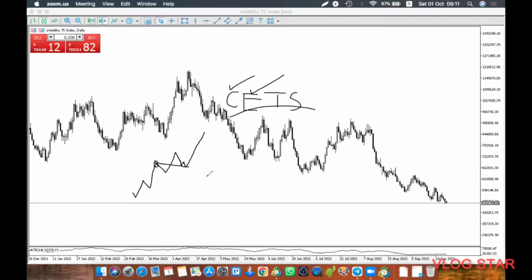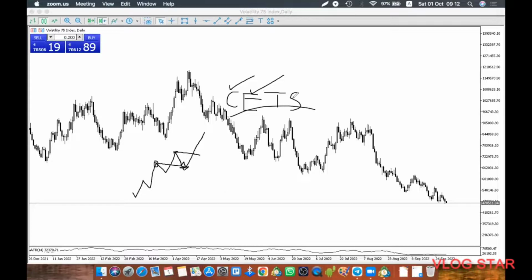Now that we've got the reason for entries, double bottoms and double tops, we're going to look for targets. From this double top or this double bottom, my first target will be my first high. You entered here, you hit your target here.